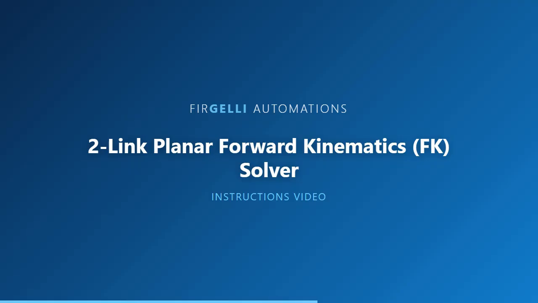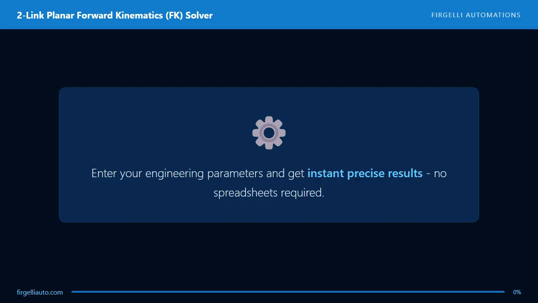Today we are looking at the two-link Planar Forward Kinematics Solver Calculator. This powerful tool helps you determine exactly where your robot arm's end effector will be positioned based on link lengths and joint angles. Forward kinematics is fundamental to robotics.